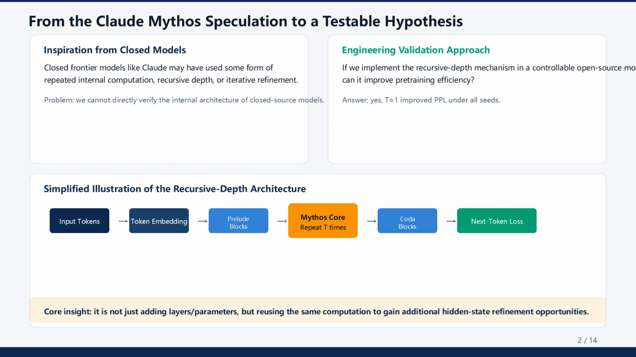The core idea of recursive depth is not just adding layers or parameters, but reusing the same computation block. The architecture is: input token embedding, prelude blocks, Mythos core repeated T times, coda blocks, next token loss. T equals 1 is the first non-trivial setting we focus on.